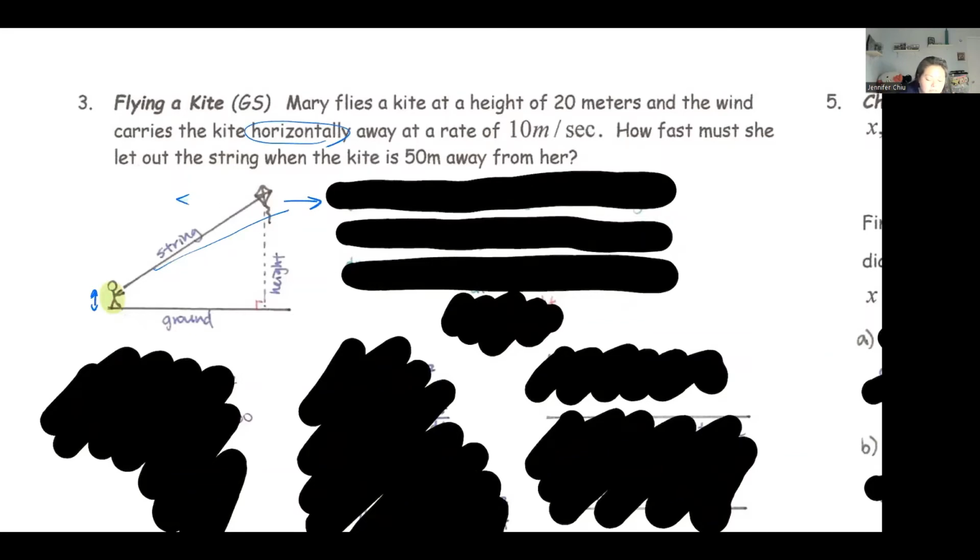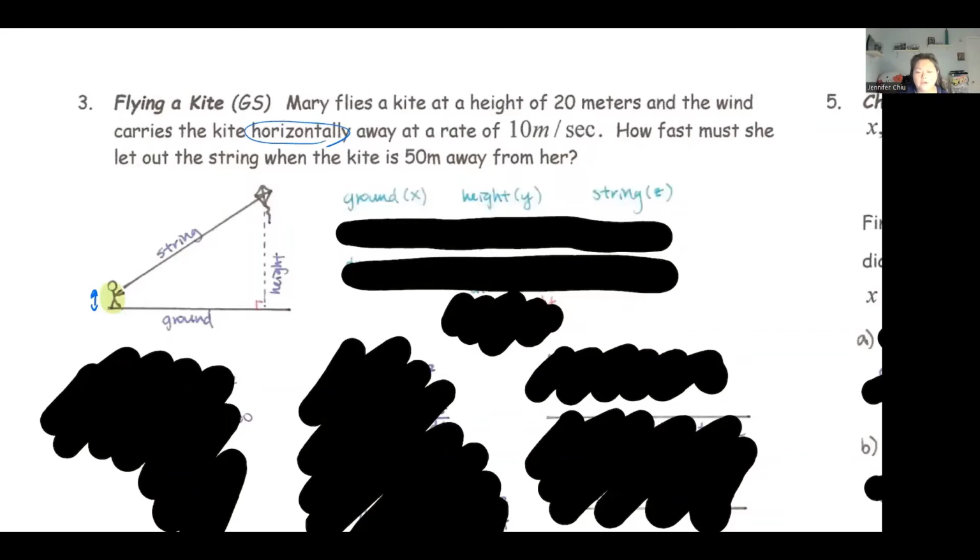All right, so now we can see this is definitely another Pythagorean theorem. We have our right triangle again. And the ground is my horizontal, so that's my x, the height is my y, and the z is my string. So those are my variables, right? What information do I have? I know that the height of the kite is 20 meters, right? The string is let out 50 meters. I don't know what the ground distance is.